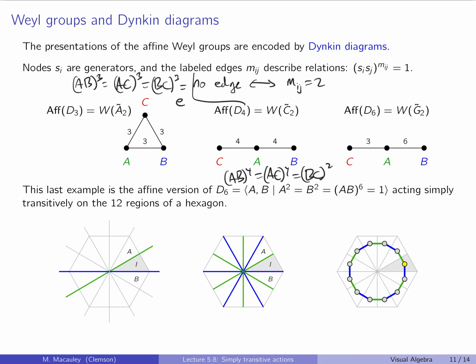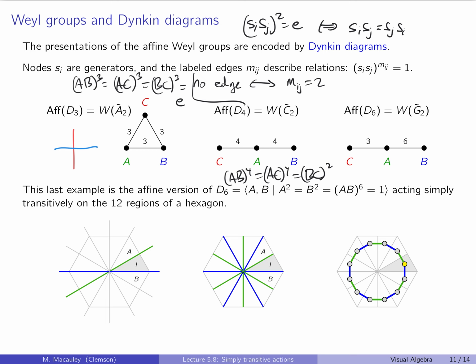So notice that if we have SiSj squared equals the identity, that's the same thing as saying SiSj equals SjSi, because these things have order 2. So the exponent is 2 if and only if the generators commute. And as we saw in the previous example, when we had a commuting pair of generators, that meant that the axes of reflections are orthogonal. And we know that two reflections will commute if and only if the axes are orthogonal. So that's why we don't put an edge here.